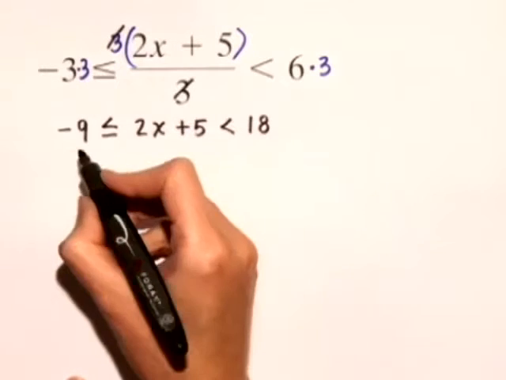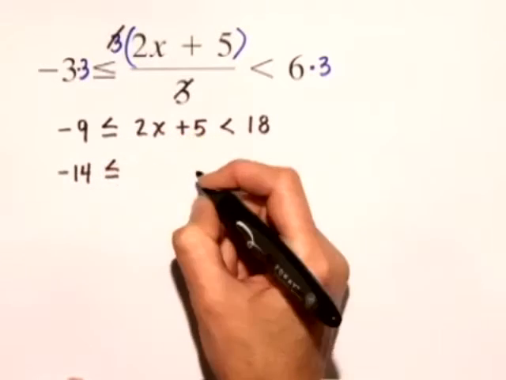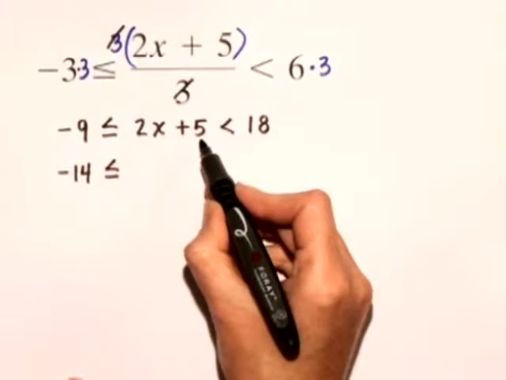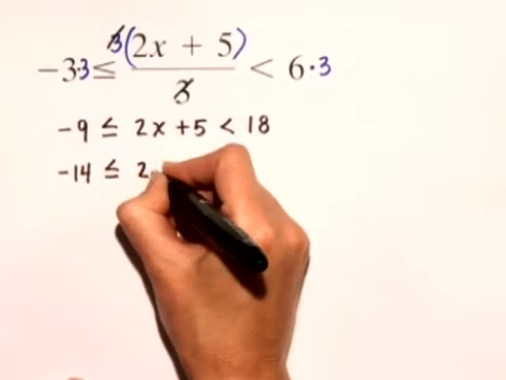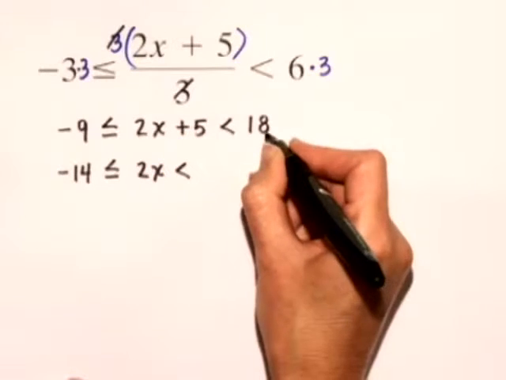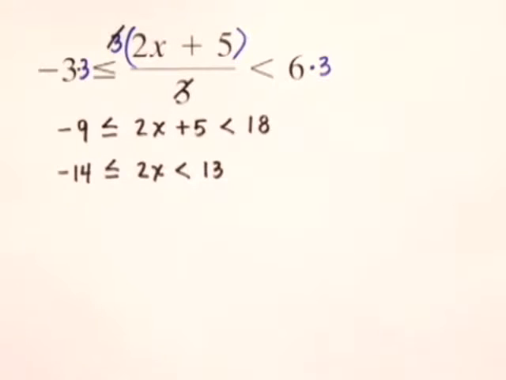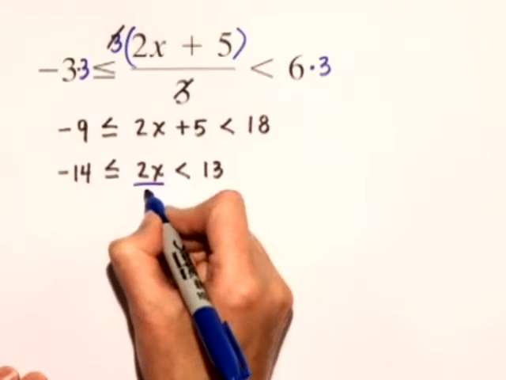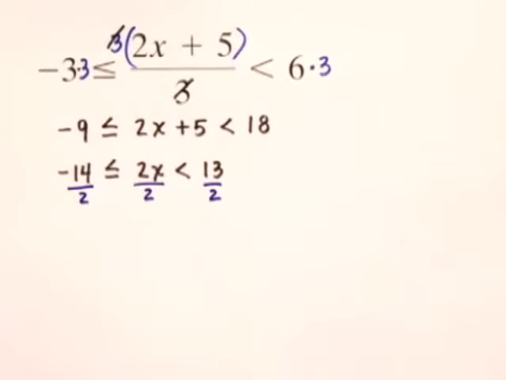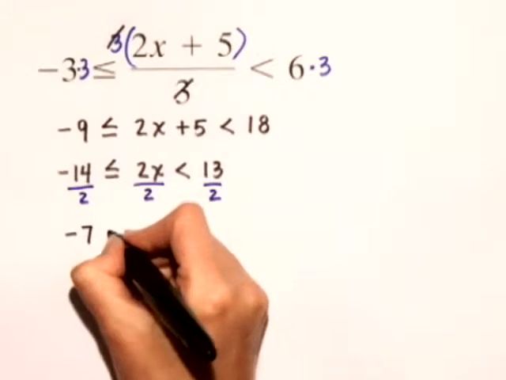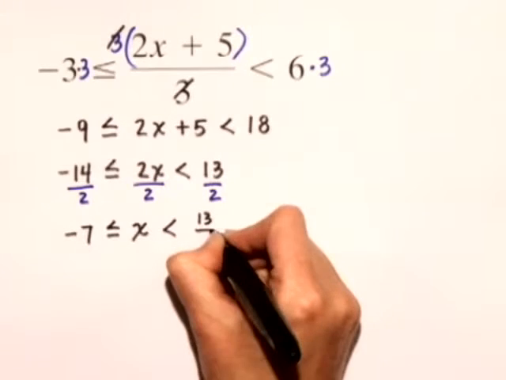So -9 minus 5 is -14, is less than or equal to, if I subtract 5 from this middle part, the 5 minus 5 will add to 0, so we'll just have 2x is less than 18 minus 5, which is 13. Now we've almost isolated x in the middle. We need to make sure we divide all 3 parts by 2. And now we'll have our solution. We have -7 is less than or equal to x, which is less than 13/2.